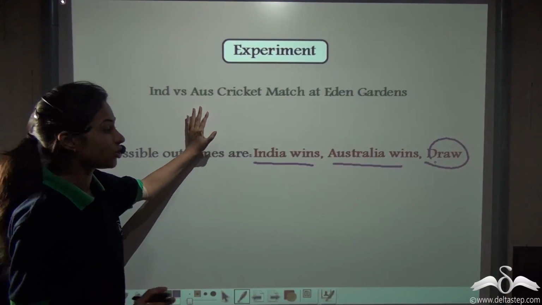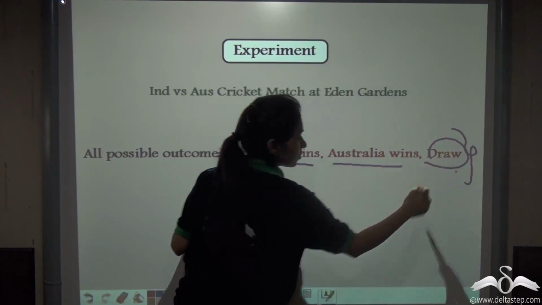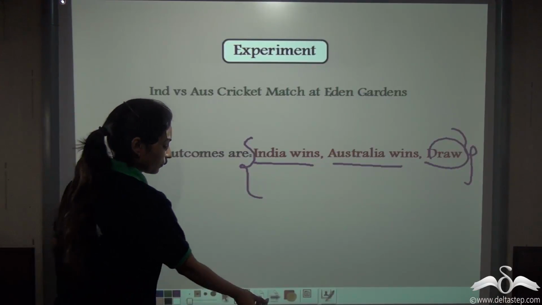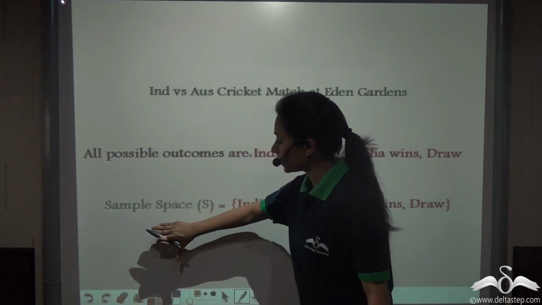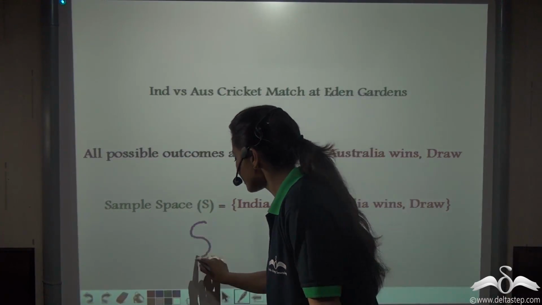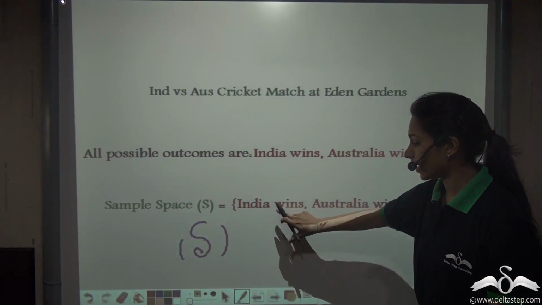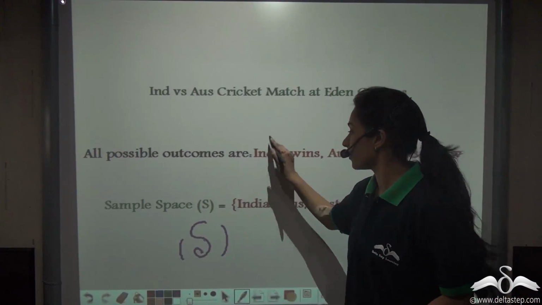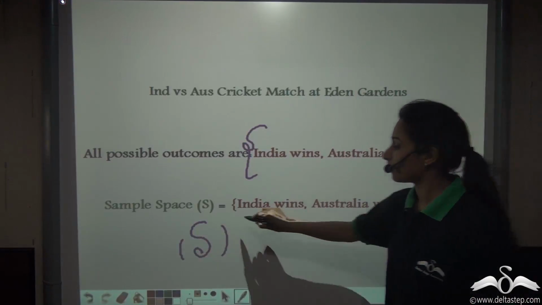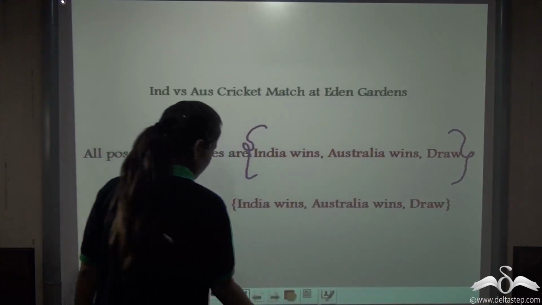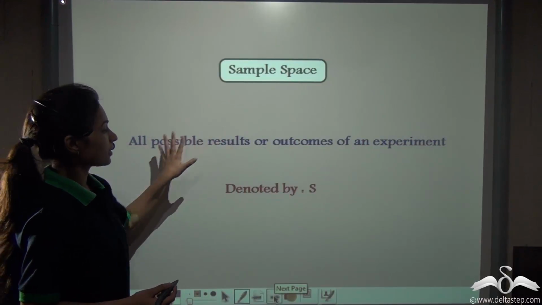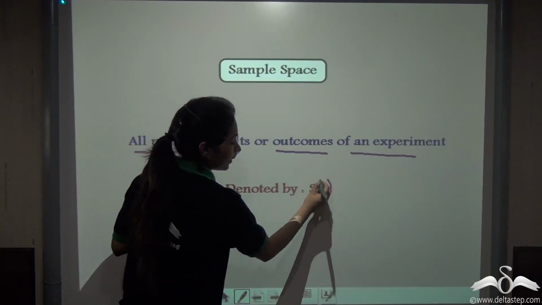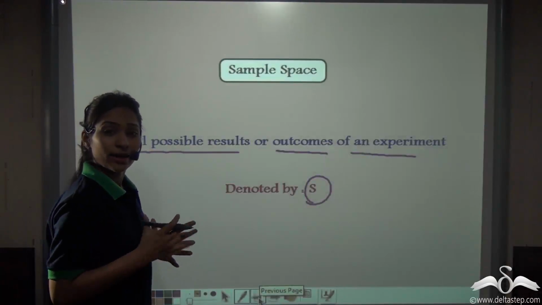Now sample space is actually these possible outcomes only. We use the term sample space to define possible outcomes of an experiment. So we can say that the sample space, denoted with S, can be India wins, Australia wins, and a draw match. So all the possible outcomes of an experiment are defined with sample space. So sample space is actually all possible results or outcomes of an experiment, and it is denoted by the capital letter S.